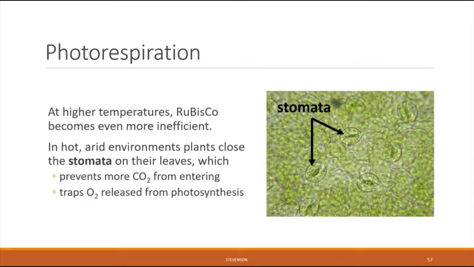However, a side effect of closing the stomata is that it prevents more CO2 from entering the plant, and it also traps the oxygen that is inevitably being released from the light-dependent reactions. This means that inside of the leaf, there is a buildup of O2 and not enough CO2 around, because there's not enough CO2 being brought in, since the stomata are closed. Therefore, Rubisco is exposed to a lot more oxygen than it is exposed to CO2, and it starts to perform more photorespiration than it performs the Calvin cycle.